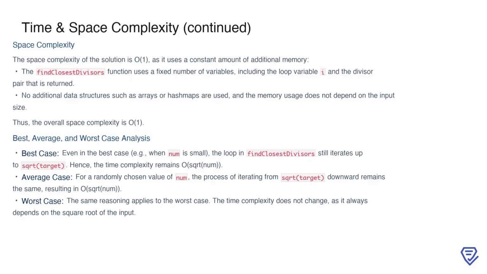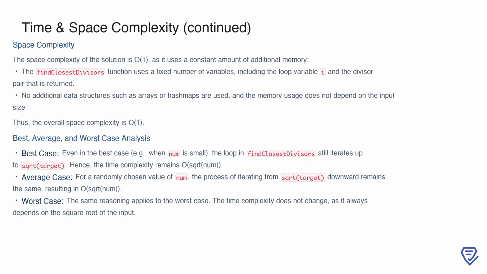In the best case, even if number is small, the loop in find closest divisors still iterates up to the square root of the target, resulting in O(sqrt(number)). For the average case, the behavior remains the same since the number of iterations always depends on the square root of the input. In the worst case, such as when number is very large, the same logic applies. The time complexity remains O(sqrt(number)) across all cases, as it fundamentally depends on the square root of the input.